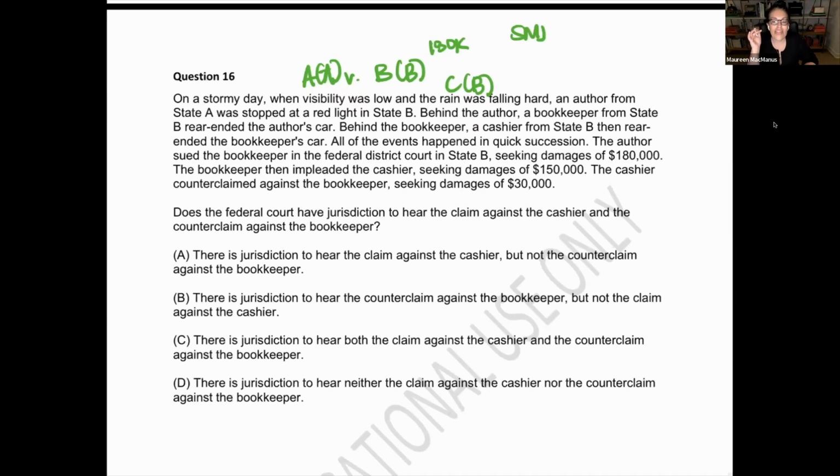So there is jurisdiction to hear the claim against the cashier, but not the counterclaim against the bookkeeper. That's incorrect because there is supplemental jurisdiction, because it all arises out of the same common nucleus of operative fact, the CNOF. And then B is the same thing. There is jurisdiction to hear the counterclaim against the bookkeeper, but not the claim against the cashier. Again, same as above. So I'm just going to write SAA, which means same as above. So incorrect because there's supplemental jurisdiction because there's a common nucleus of operative fact. C, there is jurisdiction to hear both the claim against the cashier and the counterclaim. That's our correct answer. And then D is incorrect, same as above.